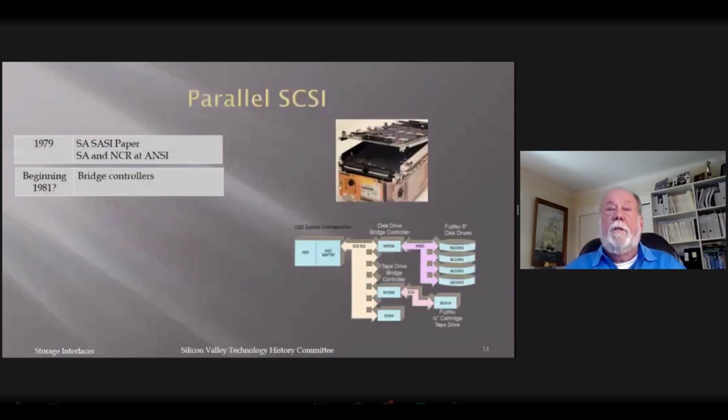Moving on to parallel interfaces, it really began around 1979 when Shugart Associates published their SASI paper, and Shugart Associates, along with NCR, went to ANSI to start the standardizing process. On my right is a Fujitsu bridge board interfacing to an 8-inch drive, and you can see the bridge talks to SCSI on one side, and the other side bridges through dumb disk drive interfaces to either disk or tape.